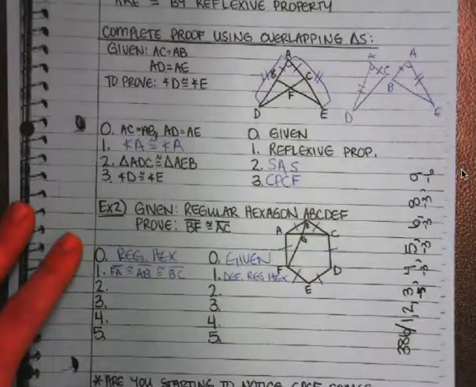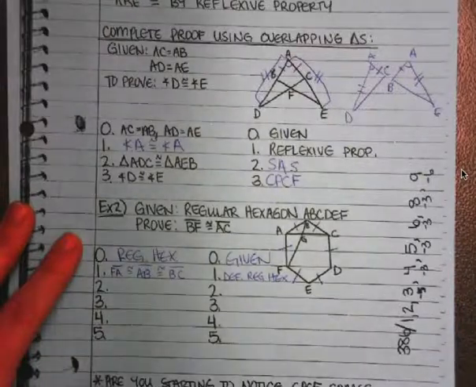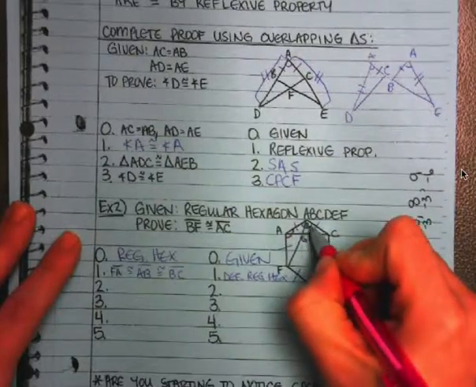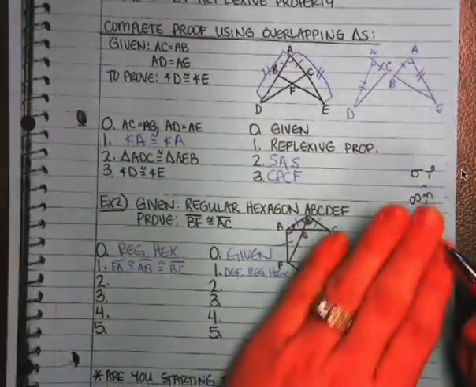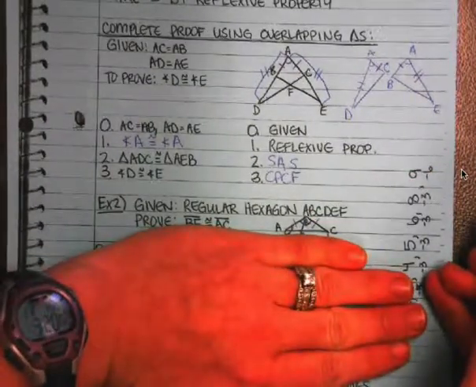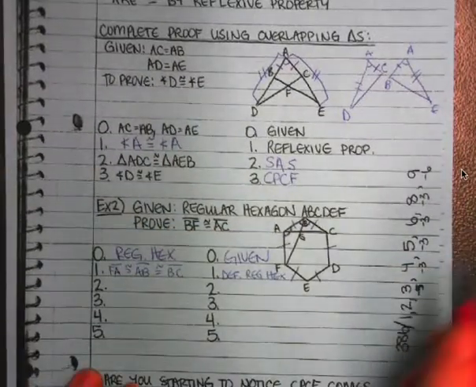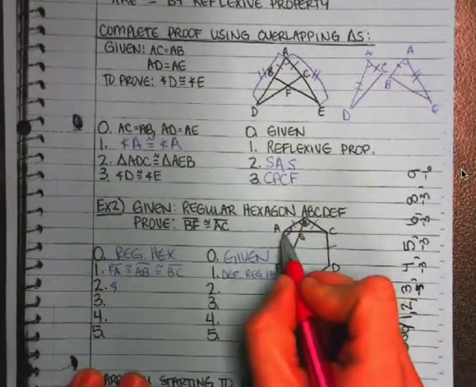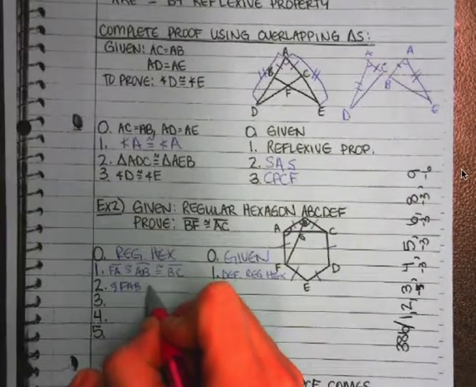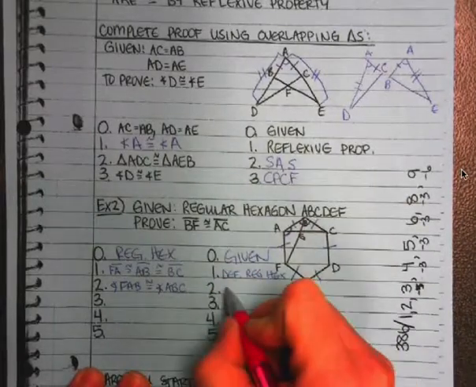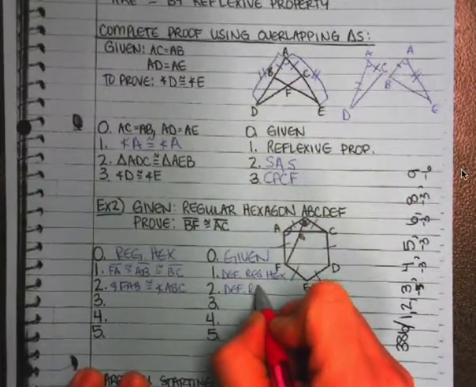What else might be helpful, perhaps? I also know that in regular hexagons, angles are the same. So what about this angle and this angle? So again, I'm already seeing this triangle and this triangle, perhaps. So angle FAB is congruent to angle ABC. Again, by definition of a regular hexagon.